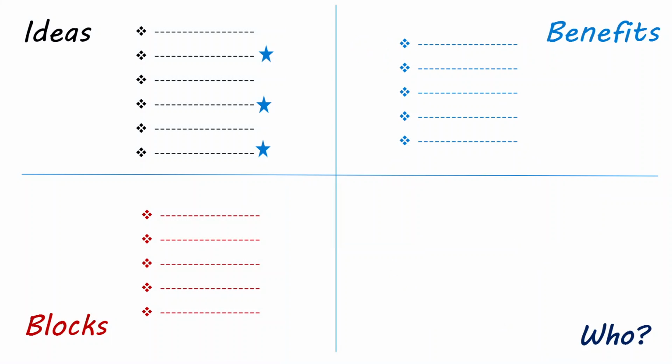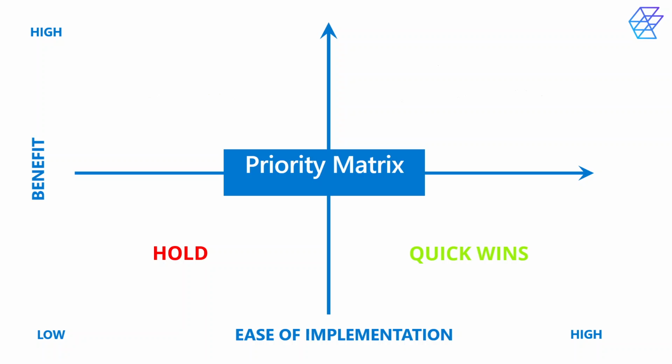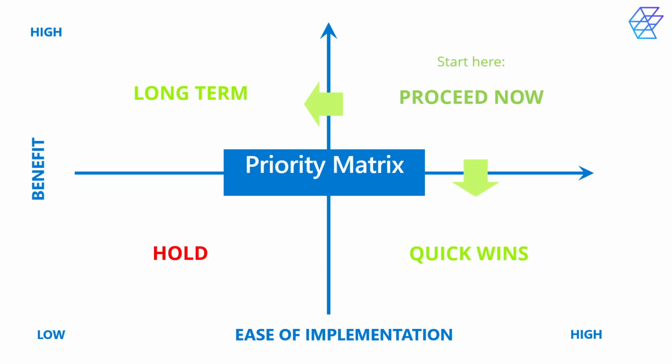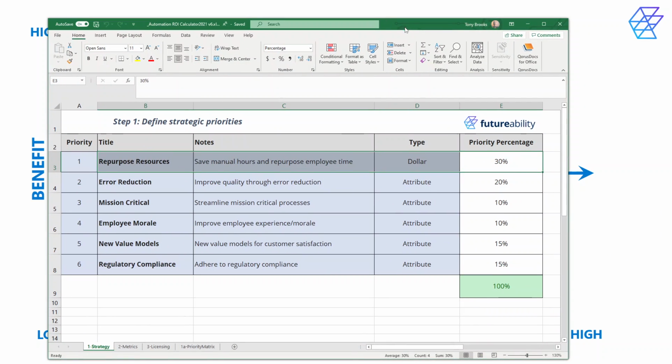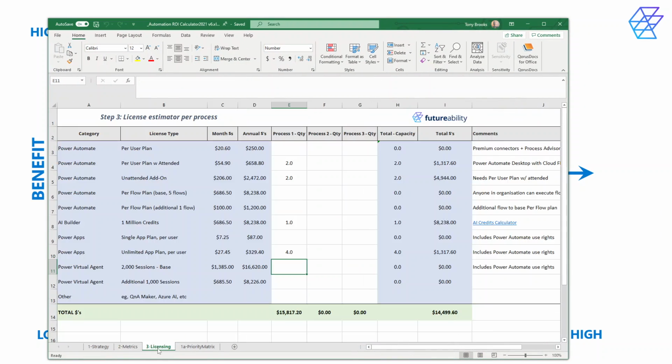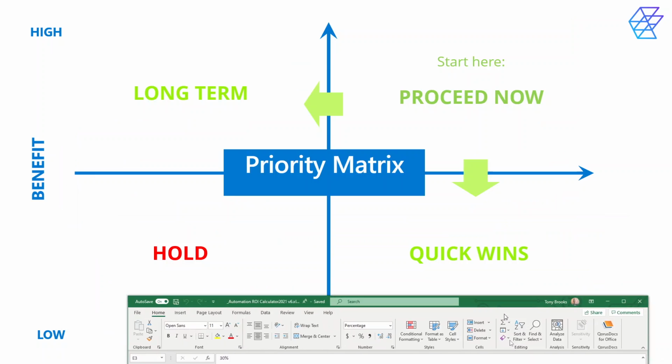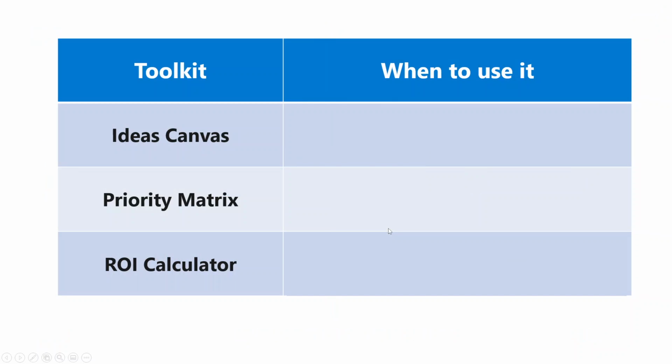The Ideas Canvas is something like this. It's a very simple framework that you can use on an A4 sheet of paper. Priority Matrix is something like this, very simple quadrant model. And then the ROI Calculator, it's a spreadsheet that I talk through how to use this particular spreadsheet here. There are particular use cases when you might apply these particular tools.